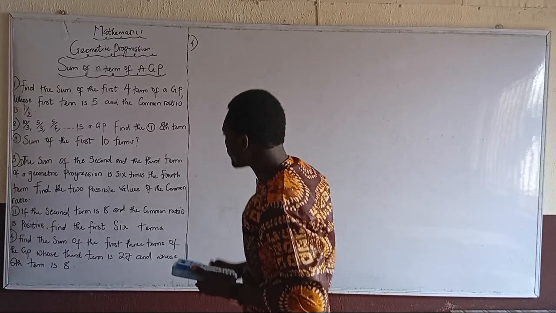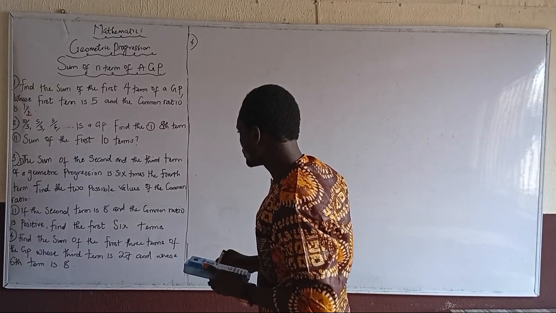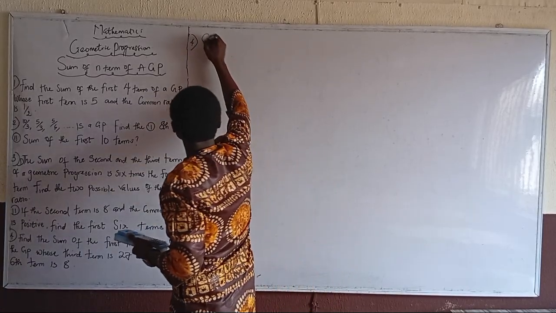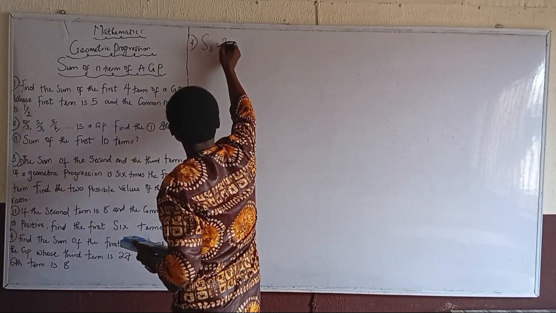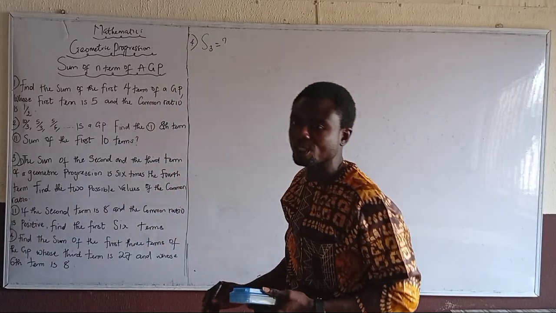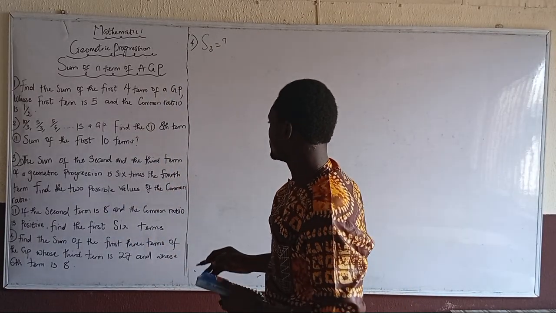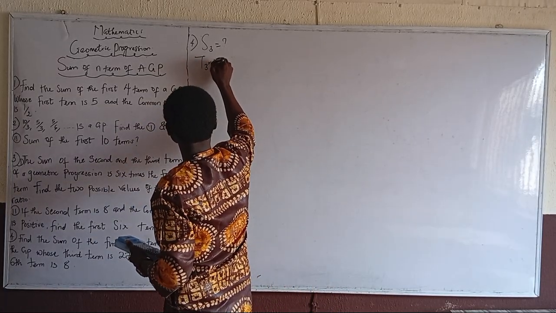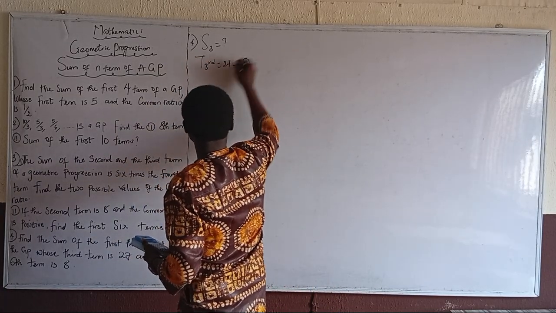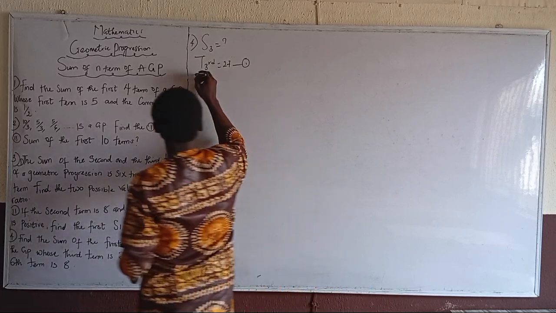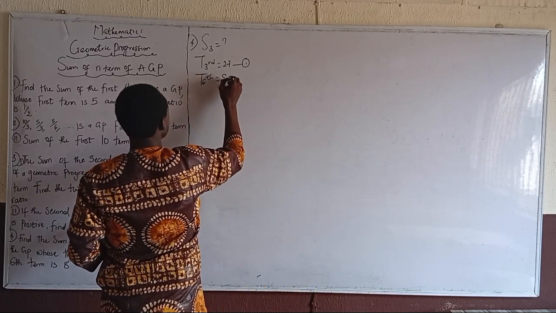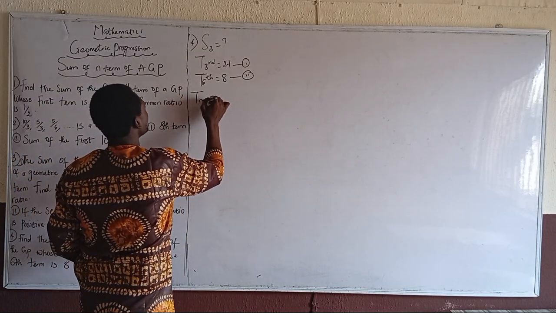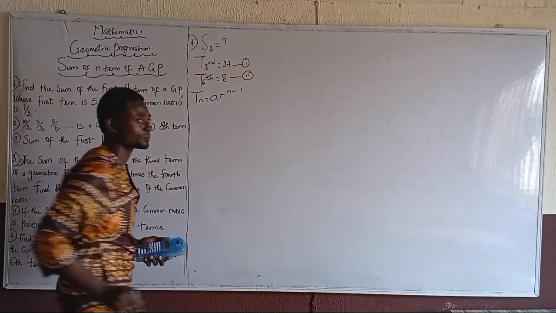Find the sum of the first 3 terms of a GP whose third term is 27 and 6th term is 8. I'm looking for S3. But before I can find S3, I must get my A and R first. They said third term is 27, T3 is 27, equation 1. And T6 is 8, equation 2. Now, my formula is Tn equals A R to the power n minus 1.